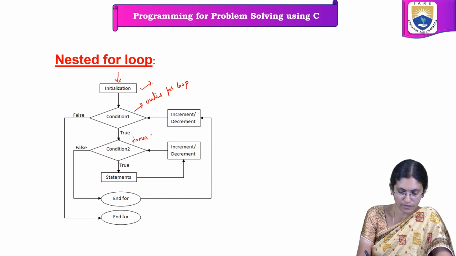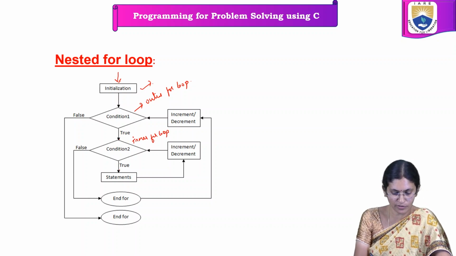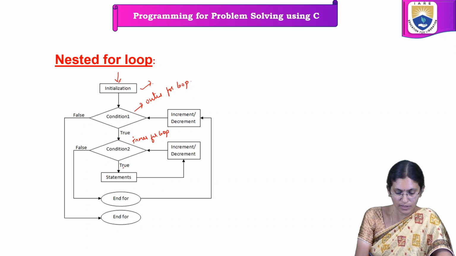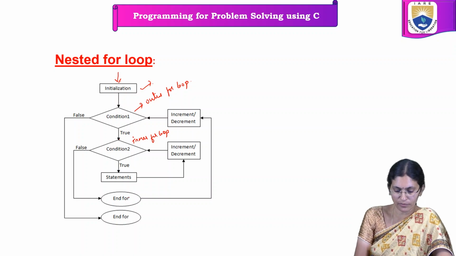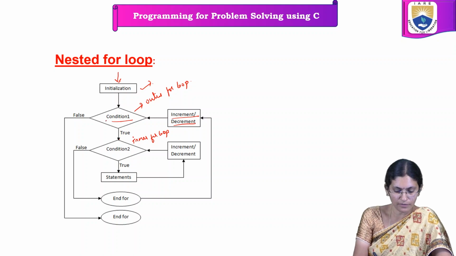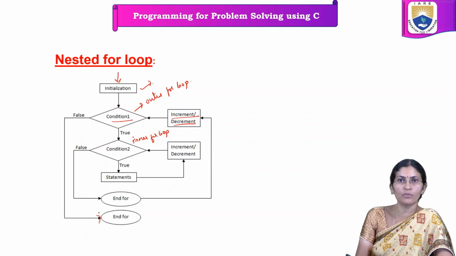So this is the inner for loop. If condition 2 is also true, then the statements inside the inner for loop are executed and then the increment or decrement operation. Then this is evaluated till the condition becomes false. Once the condition becomes false, that will be the end of the inner for loop. So control is transferred again to the increment or decrement in the outer for loop. The condition is checked. If it is true, again the inner loop will be evaluated. If it is false, then the control is transferred out of the for loop.